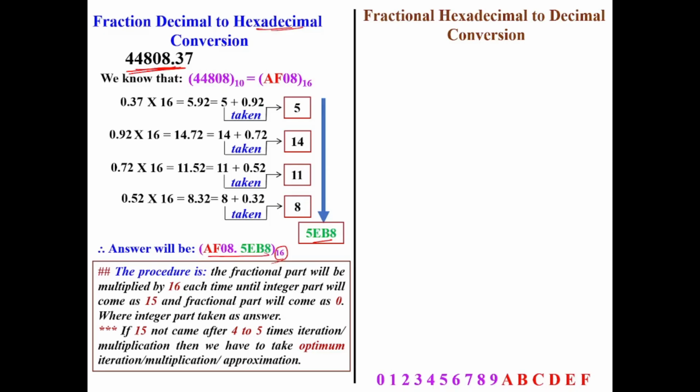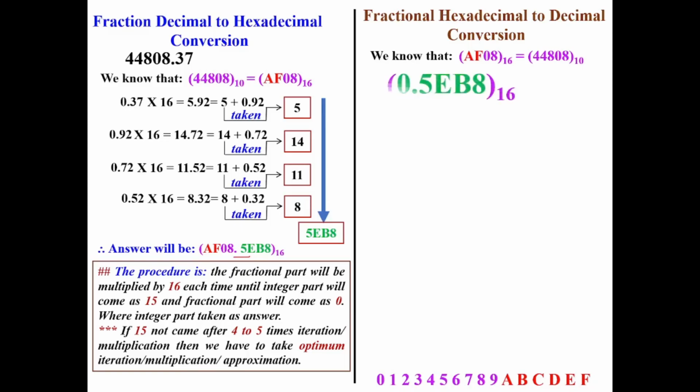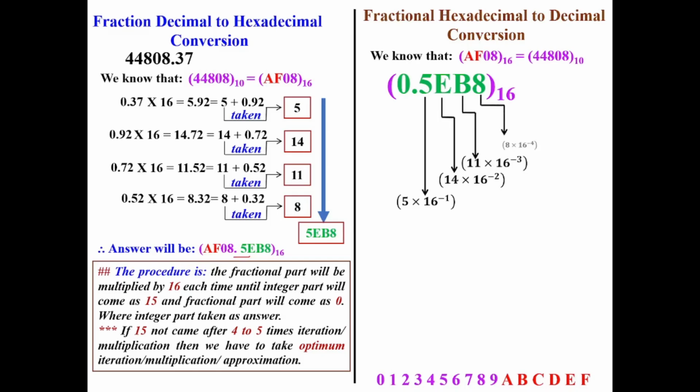Now we have to just verify. We already know that if we convert this hexadecimal number to decimal, we can get the original one. We have to verify this number 0.5EB8. How much are we going to get? What is the procedure to convert hexadecimal to decimal? Here 5 is multiplied with 16 to the power minus 1, E is multiplied with 16 to the power minus 2, B is multiplied with 16 to the power minus 3, and 8 is multiplied with 16 to the power minus 4. We have to just add these values.